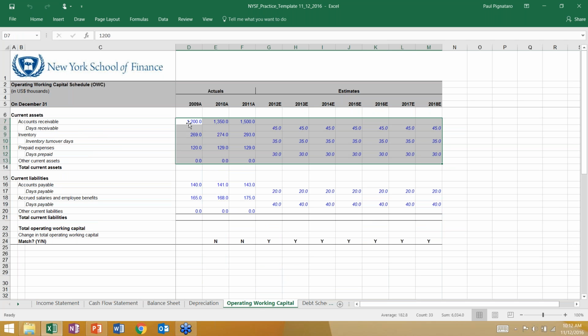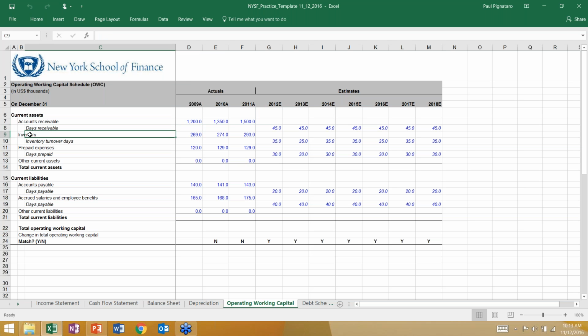First of all, let's look at the historicals. We're going to look at the historicals like we do with any other expense. This isn't an expense, but we will calculate historical metrics that we will use to make our projections. So here are the working capital items that we've identified: accounts receivable, inventory, prepaid expenses. There's other, zero. We're just going to make this zero. Liabilities: accounts payable and accrued salaries.